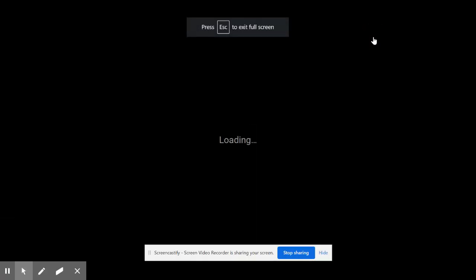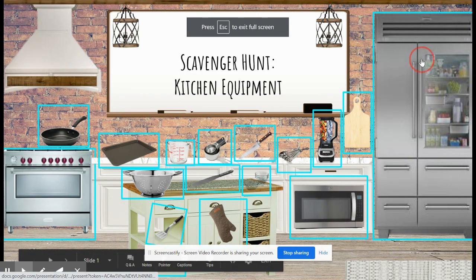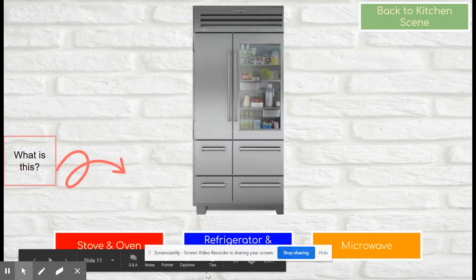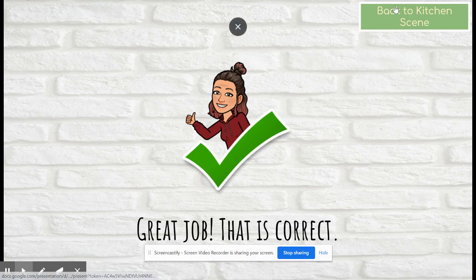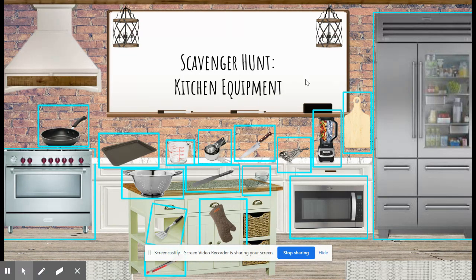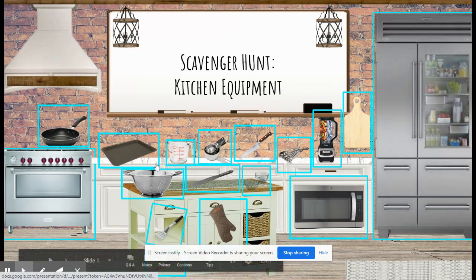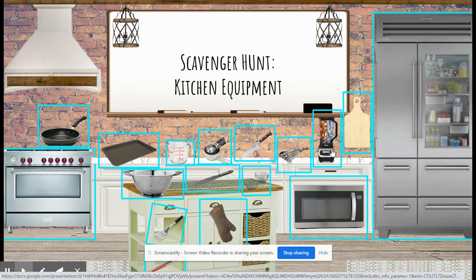What we did is we went over some basic kitchen equipment, and as a class we went through and guessed what each one was, and it told us either great job or oops, try again. Then everyone went to their kitchens and found as many items as they could, given 4 minutes to go and hunt, and then they brought them back and shared them on screen.